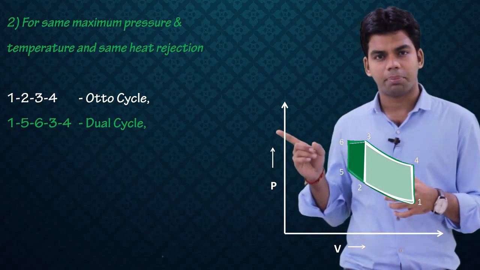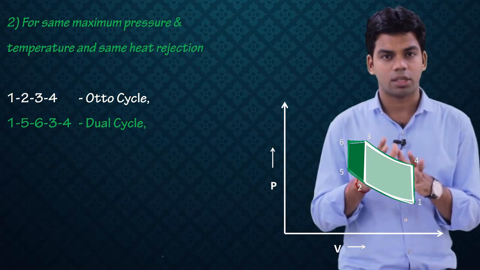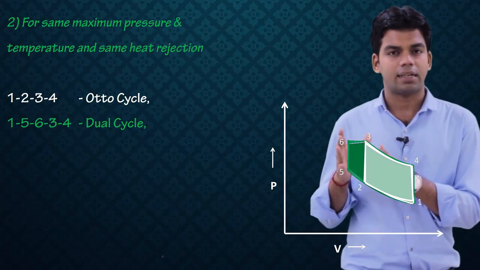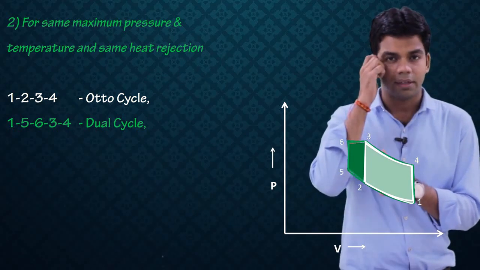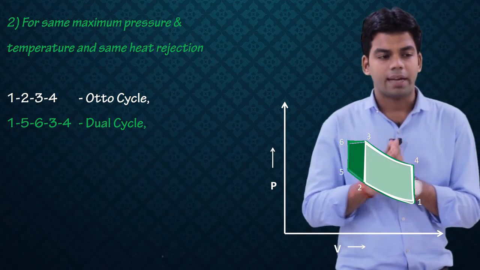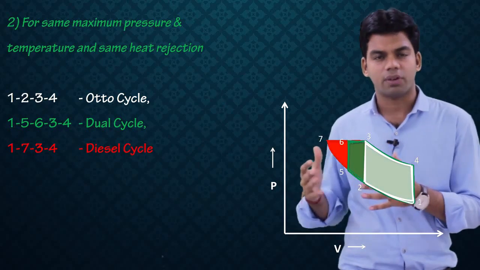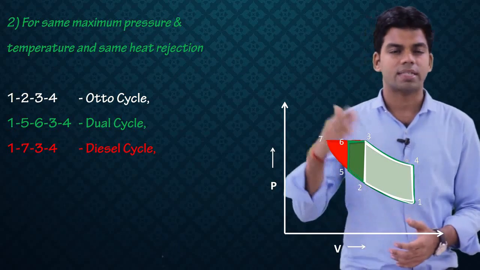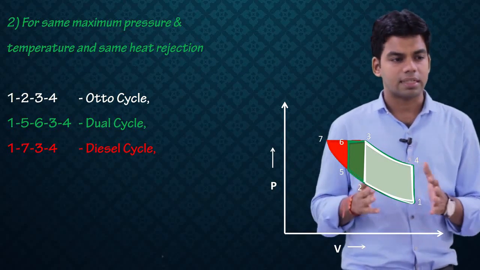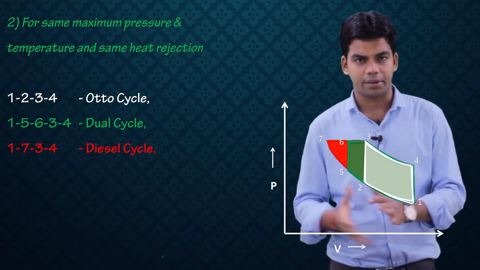So here you can see the pressure at point 3 is equal to pressure at point 6. This maximum pressure has to be same. That's why we have extended the compression line up to point 5 from 2 to 5. This is the reason why this is extended. And then comes the diesel cycle in red. So point 5 is further extended up to the highest pressure because maximum pressure has to be same. So up to point 7 it is extended. So 1, 7, 3, 4 will be the diesel cycle in red.